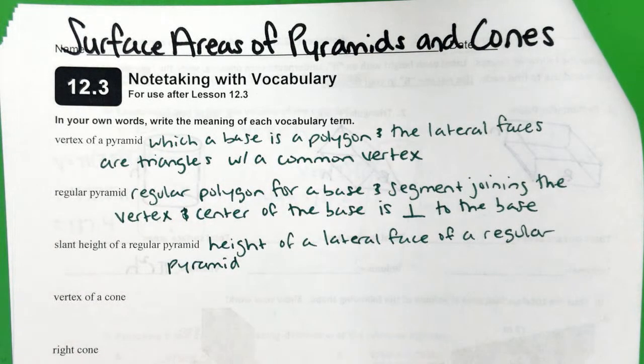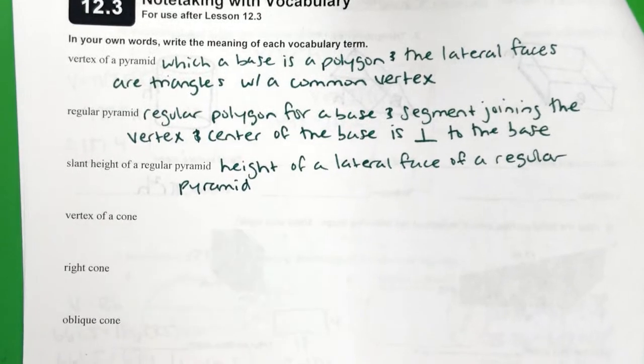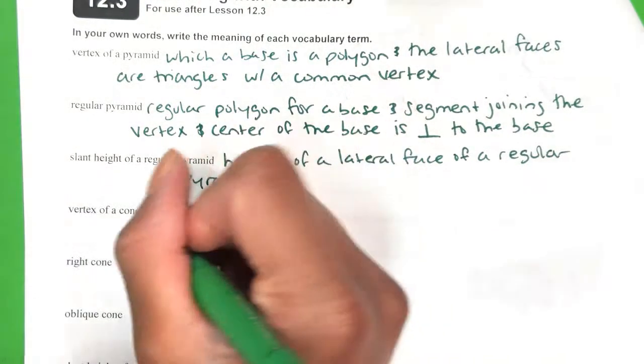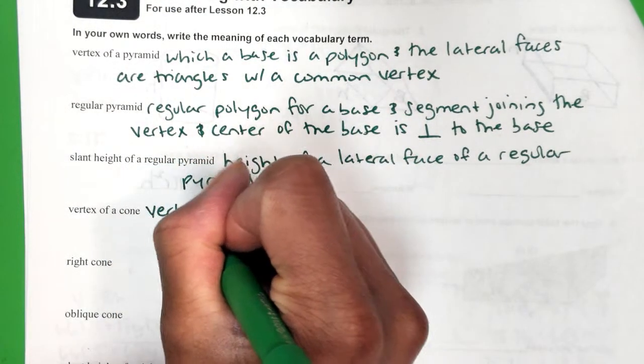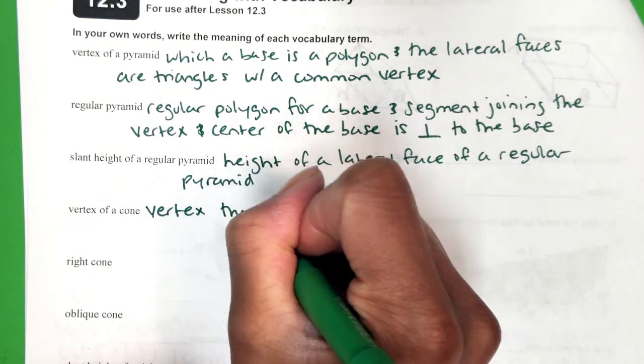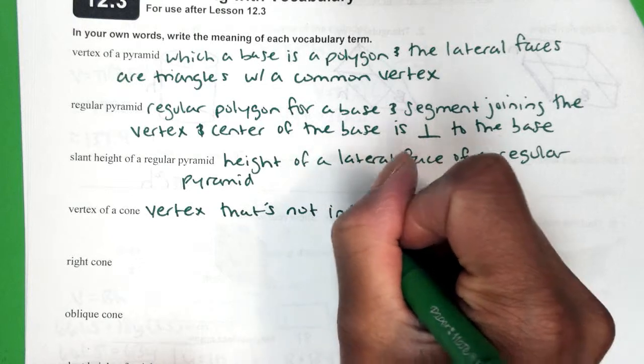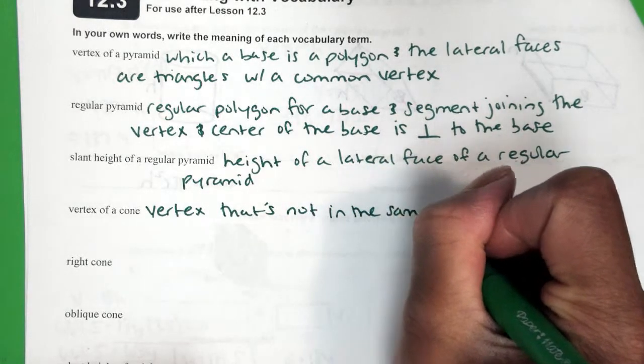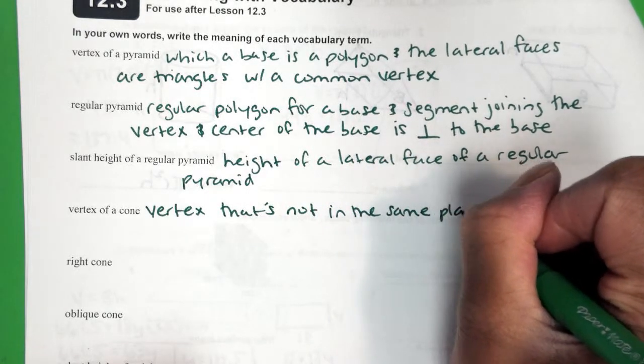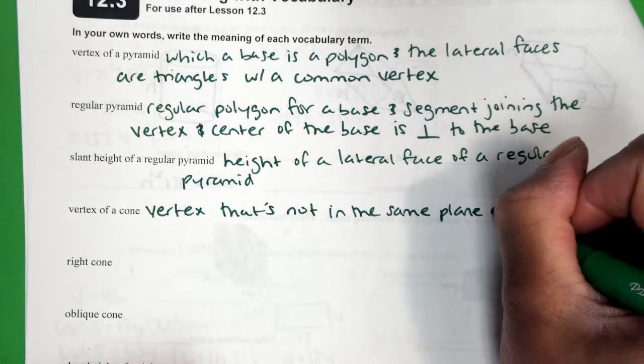The vertex of a cone is a vertex that's not in the same plane as the base.